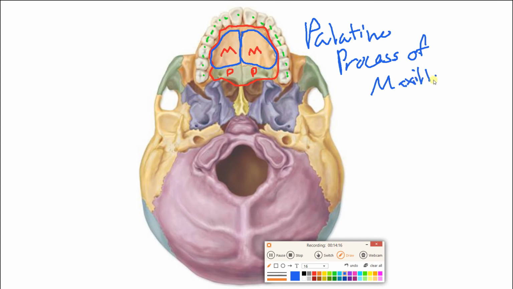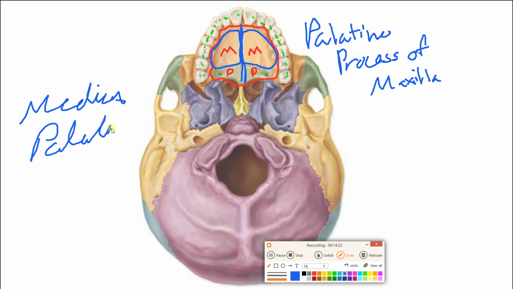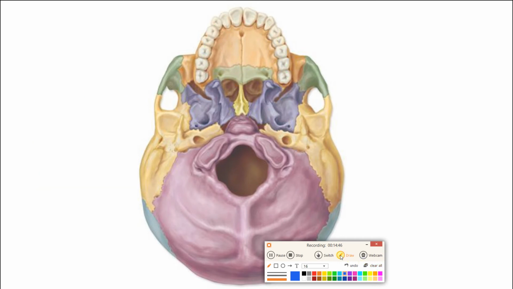Now, I want you to notice the suture right here. The suture running between the 2 pairs of bones is called the median, because it's in the middle. The median palatine suture. All right, let's look again at these guys, and we'll bring in the palatine bone as well. So let's go ahead and do that.